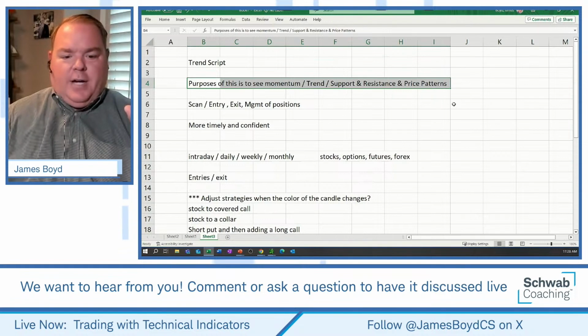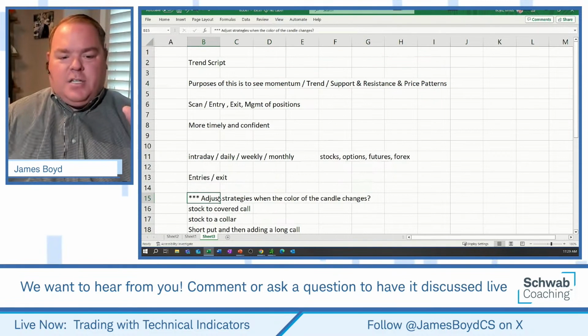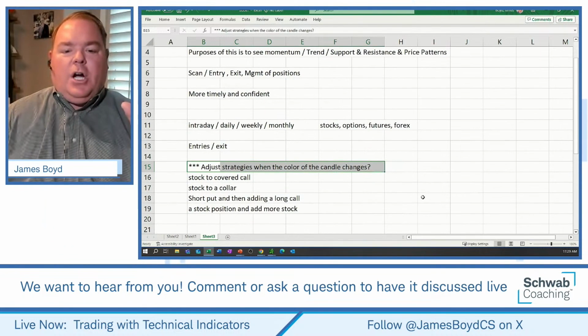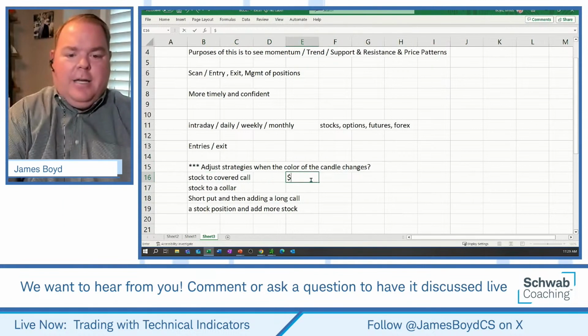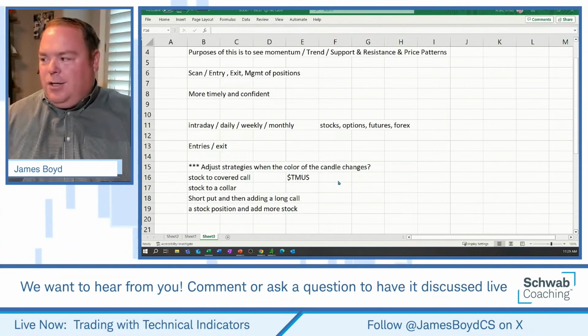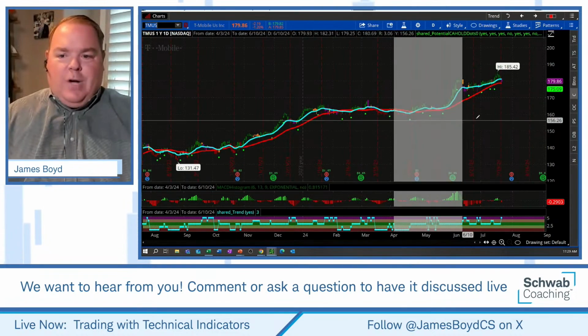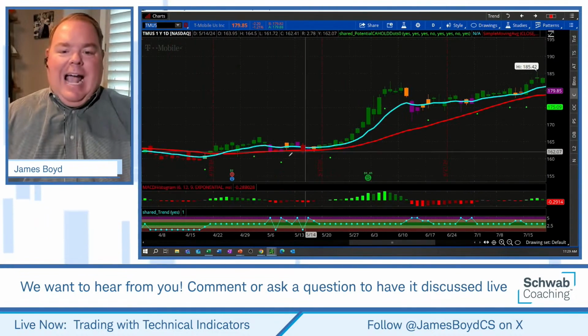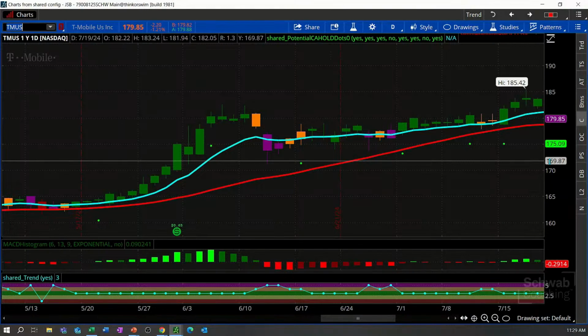One of the things we said is that one reason someone might use a trend script is to adjust strategy when the color of the candle changes. Example given, TMUS, okay? Let me give you an example of what this looks like on the chart. As we zoom in now, everything was going great. But just because of the color of the candle all 4 or 5 days last week doesn't guarantee it's going to be that way today, okay?